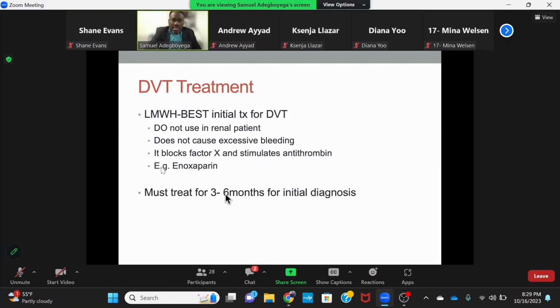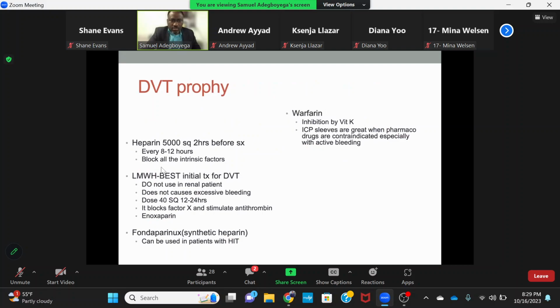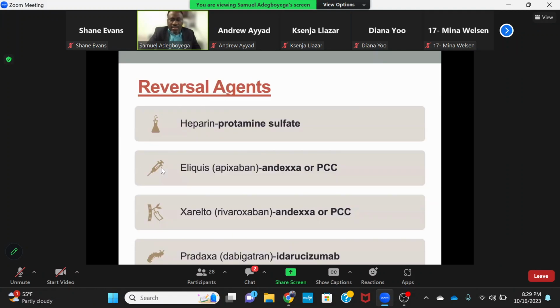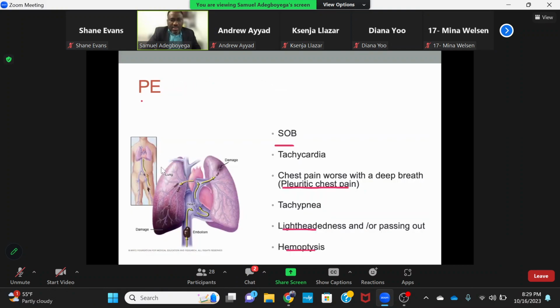I'm telling you, they love this kind of question. When DVT, what's the best treatment for DVT? Initial treatment. The Coumadin is fine, but initially you want to do low molecular weight heparin, and you want to treat them for at least 3 months, minimum 3 months. I'll discuss that later, for the sake of time.